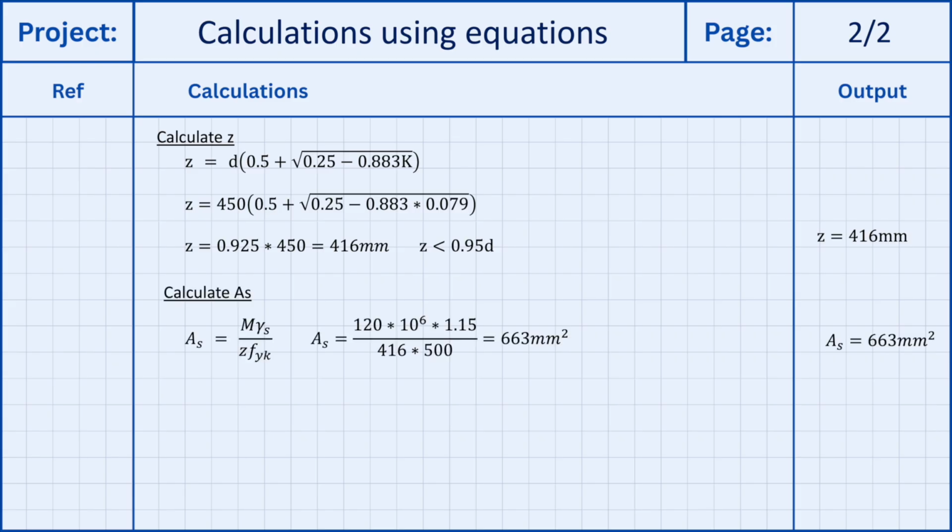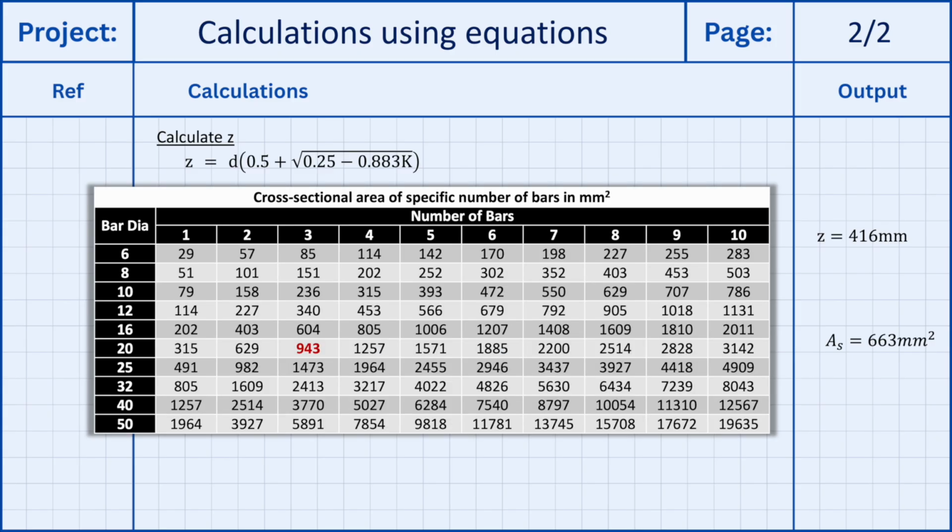Using the required parameters, we can find that the required area of the bottom steel, AS, is 663 mm square. So we need to provide 663 square millimeters of steel for the beam. As we already know, reinforcement is supplied as bars of certain diameters. In this table, you can see that the smallest manufactured diameter is 6 mm, the largest is 50.